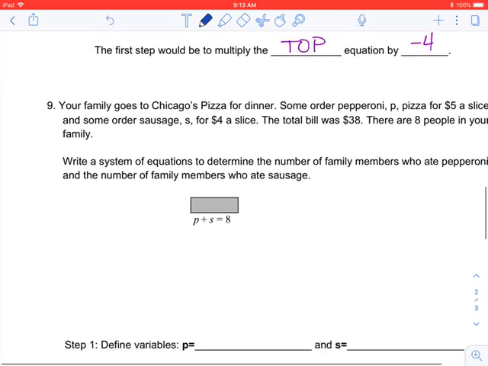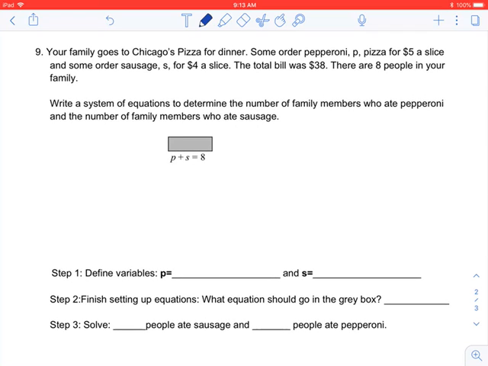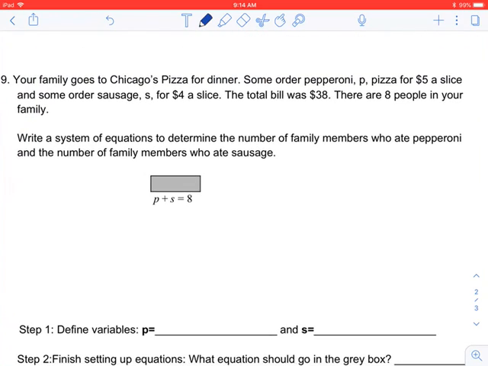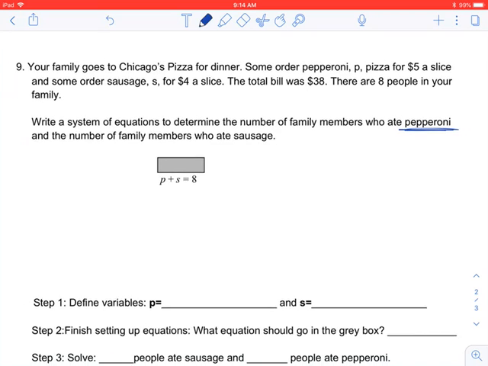Okay, and so our last problem here is a story problem. It says your family goes to Chicago's Pizza for dinner. Some order pepperoni pizza for $5 a slice, and some order sausage pizza for $4 a slice. The total bill is $38. There are 8 people in your family. Write a system of equations to determine the number of family members who ate pepperoni and the number of family members who ate sausage. So right away I know my x and y, but in this case they're using p and s. So I'm going to use p for pepperoni and s for sausage.